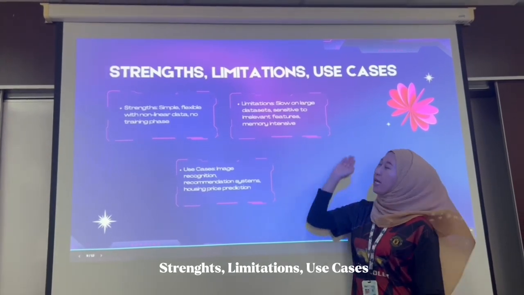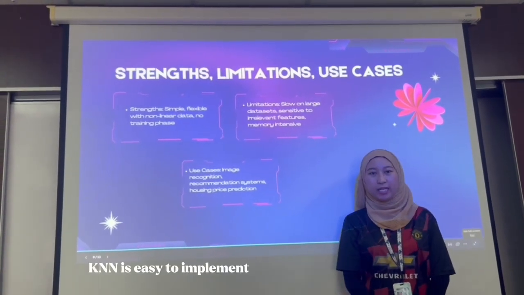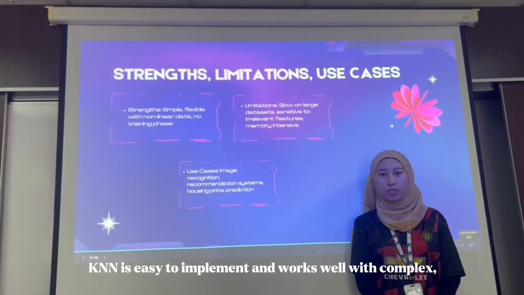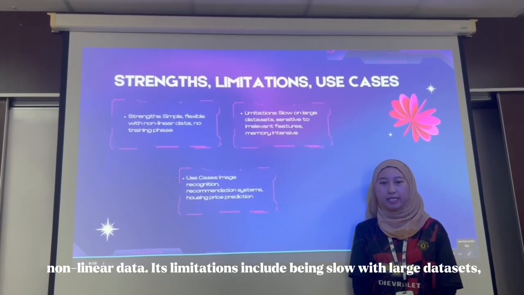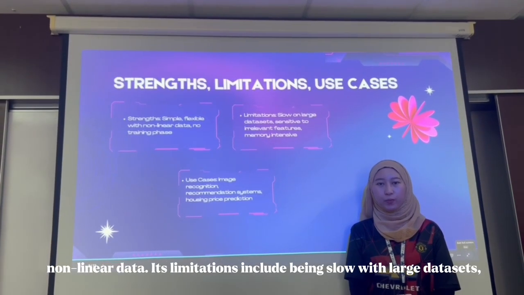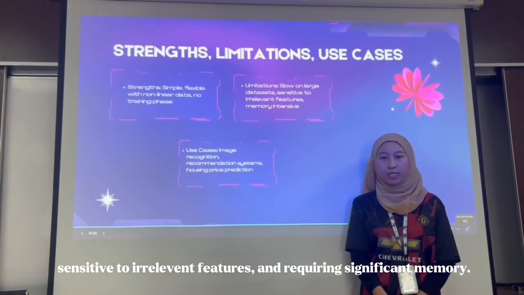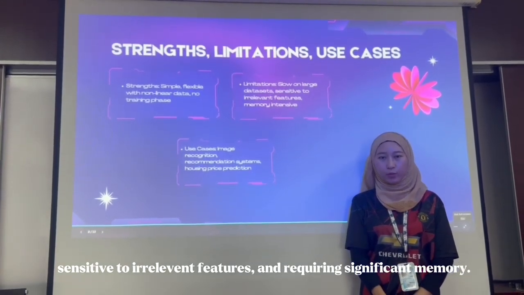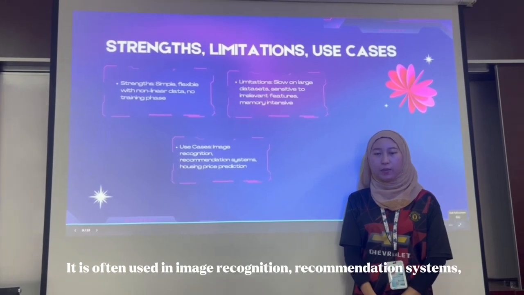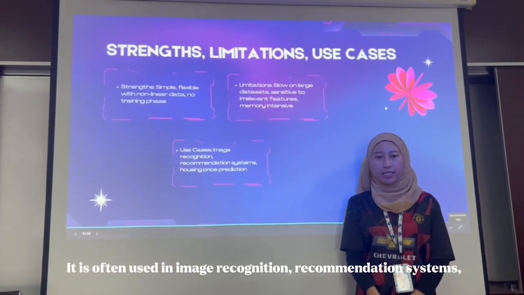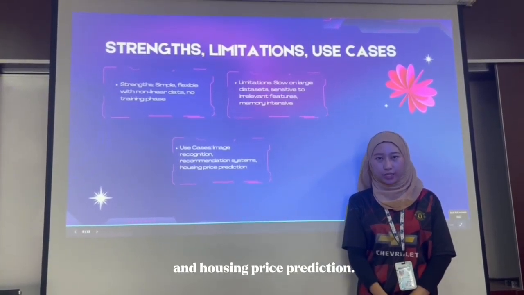Strengths, limitations, and use cases. KNN is easy to implement and works well with complex, non-linear data. Its limitations include being slow with a large dataset, sensitive to irrelevant features, and requiring significant memory. It is often used in image recognition, recommendation systems, and housing price prediction.